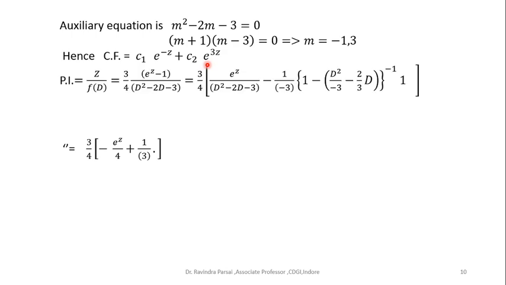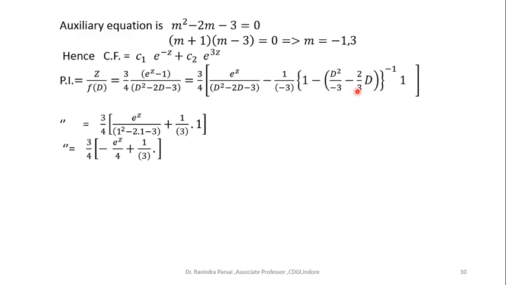Now you can find the particular integral here. PI of z upon f of D, the value is e raised to z upon D square minus 2D minus 3. Those terms are different functions separating. So e raised to z upon D square minus 2D minus 3, so minus 1 upon 3, 1 minus D square minus 3 to 1, from this raised to minus 1, by taking the lowest degree term common, minus 3.